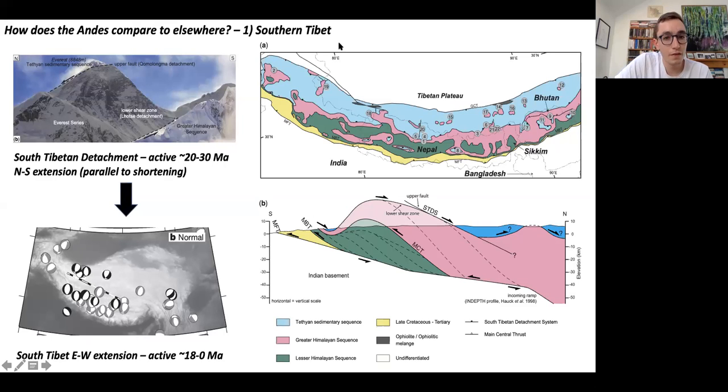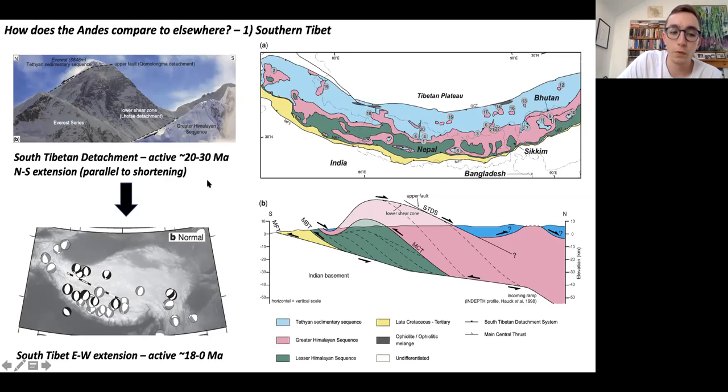And in southern Tibet, there's been a very clear shift in the kinematics of deformation over the past 30 million years or so. About 20 to 30 million years ago, there was exhumation occurring along the South Tibetan detachment system, which was a normal fault accommodating roughly north-south extension across this area, so it's range perpendicular extension.